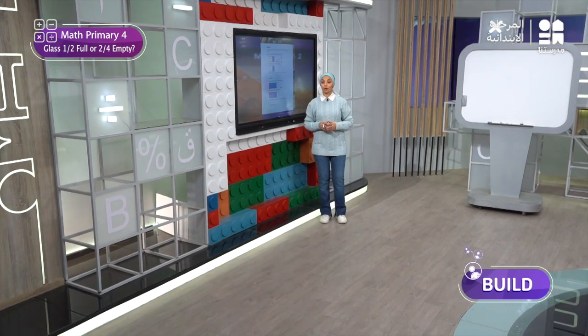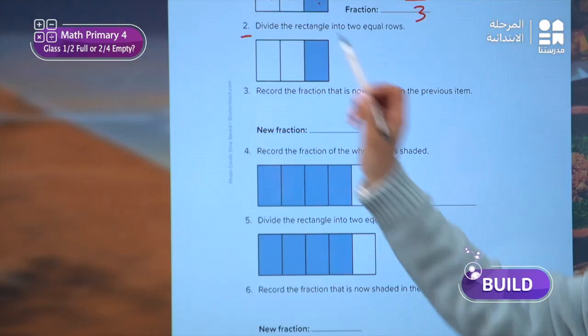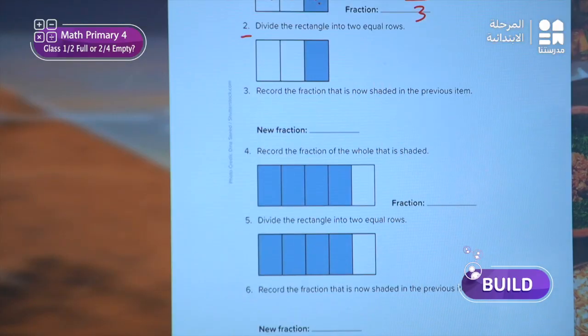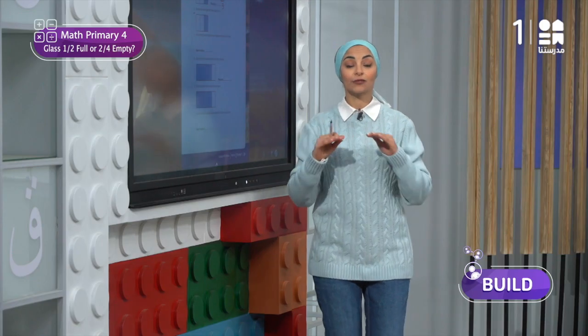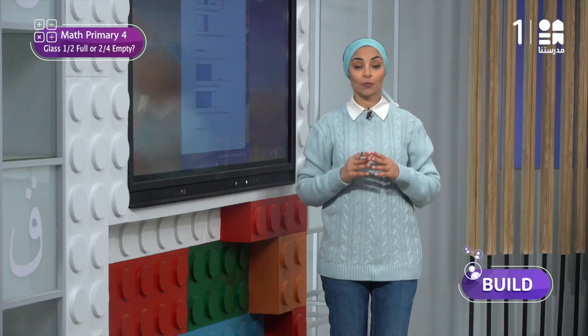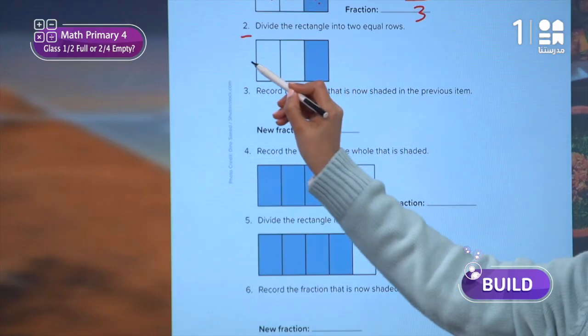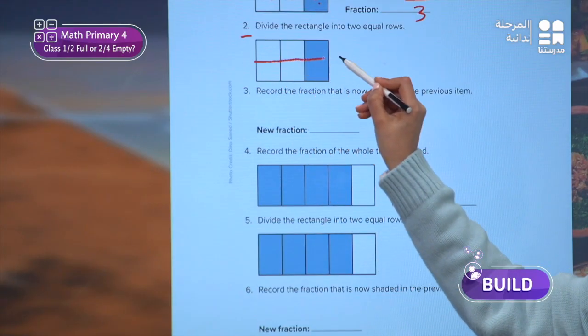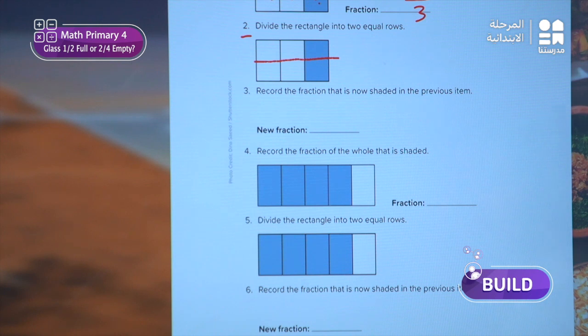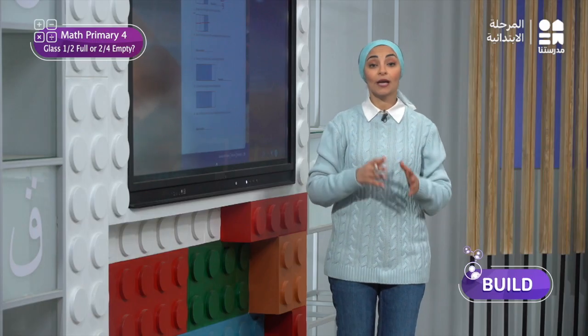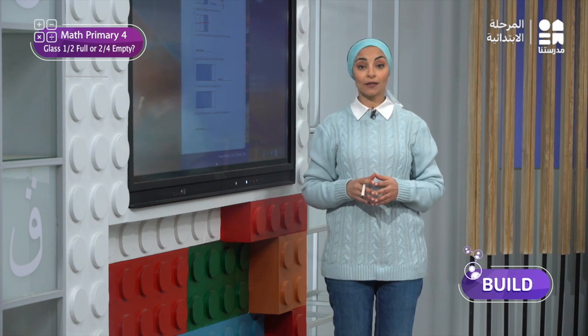Let's solve problem number 2. Here's problem number 2 as you see here. The second model is exactly the same model as in the first model. I need here to divide it into 2 equal parts. So I will draw a line here in the middle of the shape as we see. Okay, the last step is writing the fraction after we divide the rectangle.